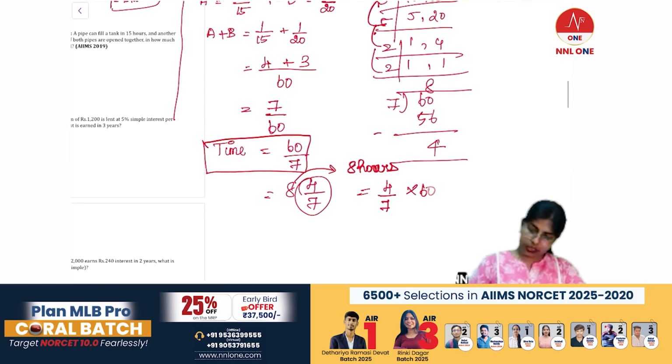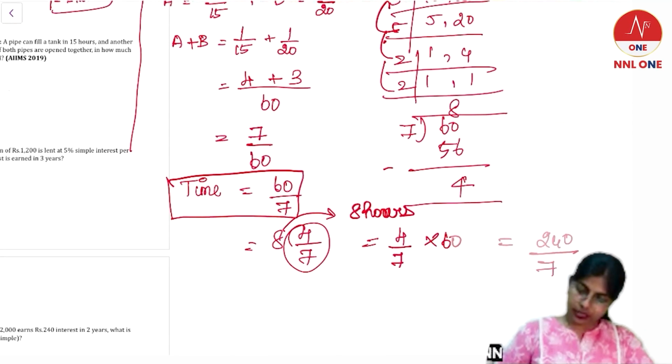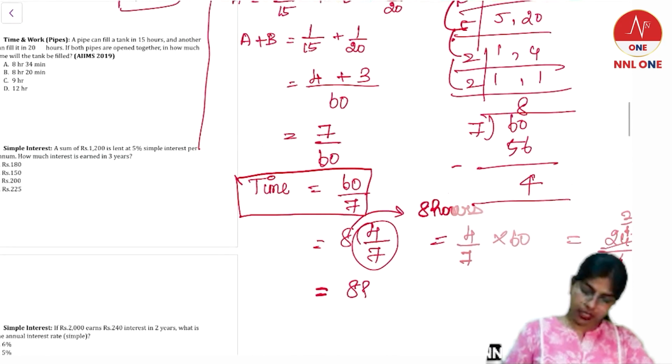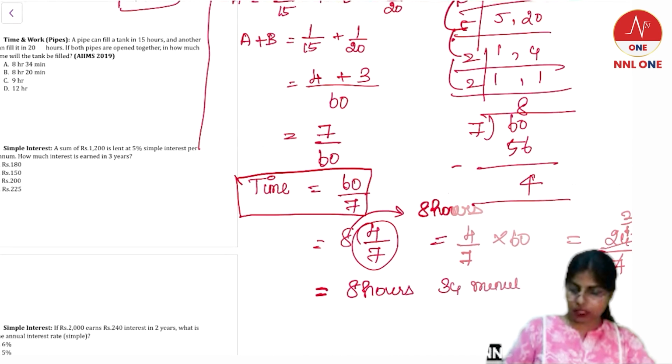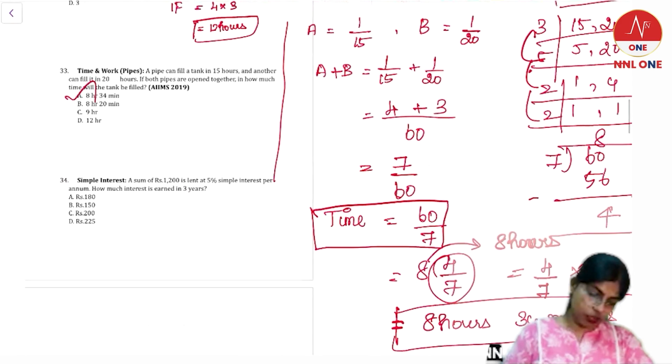The resultant answer will be 60 into 4, 240 by 7. So 7 into 3 is 21. Remainder 3. 7 into 4. It goes on, so it will stop here, 34 minutes. So it is 8 hours 34 minutes. So the resultant answer for this question is 8 hours 34 minutes.